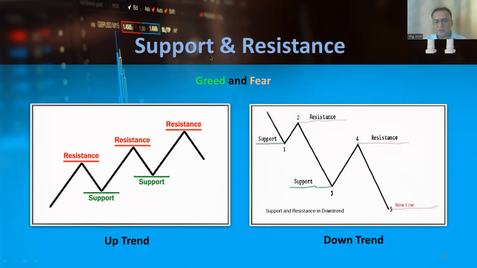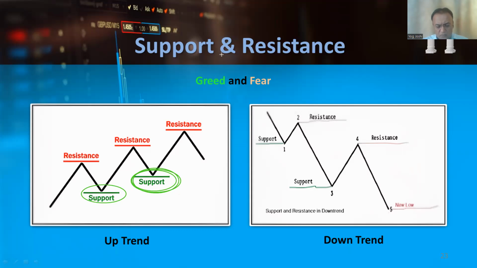So what is the greed? What is the fear? What is the support? What is the resistance? Support is the area where particular people are confident to buy at this price. They are thinking that this particular stock is supposed to go in an upward direction from this price, or that this price is the fair price for this stock, and the stock is not going to go below this price. So this is the support.